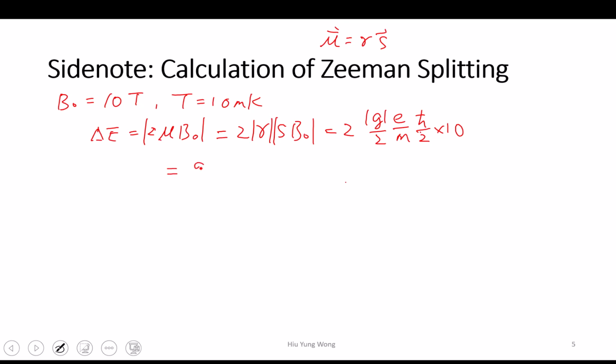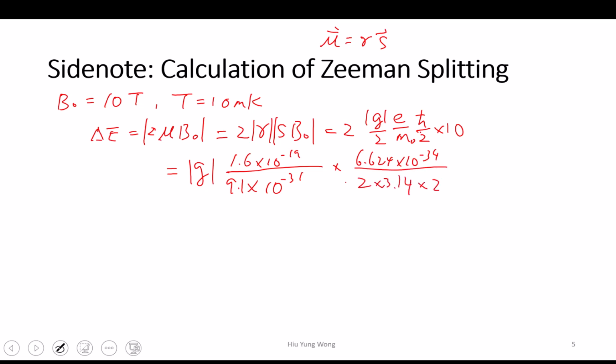I keep the g because I want to discuss the value of g later. Two got cancelled. Electron charge is 1.6 times 10 to the power negative 19. The mass of the electron, we are using the rest mass here, is 9.1 times 10 to the power negative 31 kilogram. And then h bar is 6.626 times 10 to the power negative 34 divided by 2 pi, and divided by 2, because h bar is h divided by 2 pi. And then the whole thing times 2.